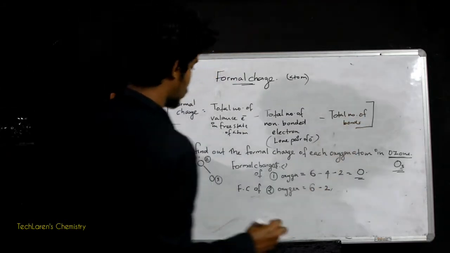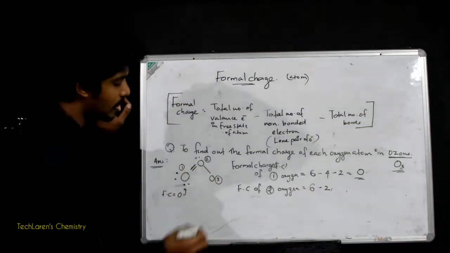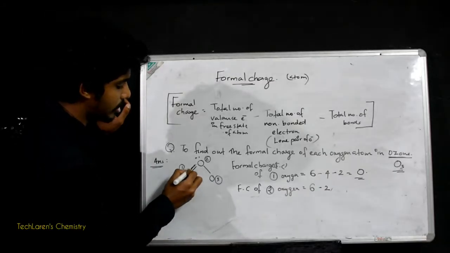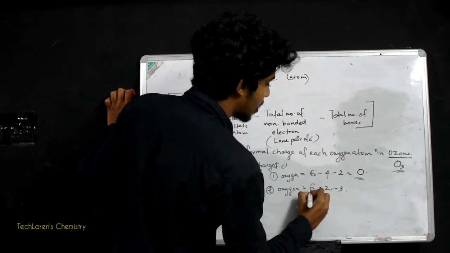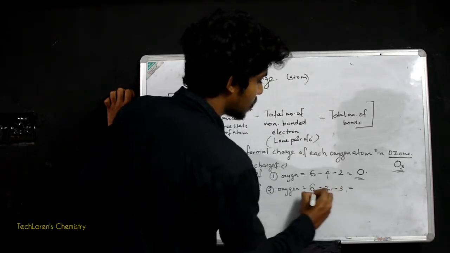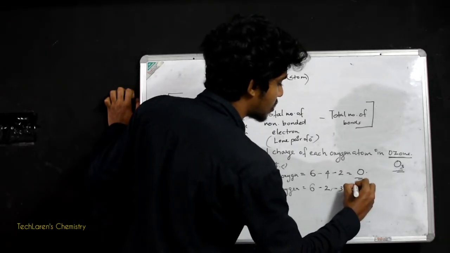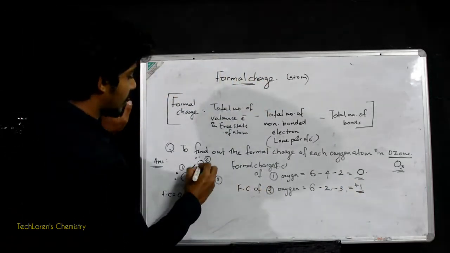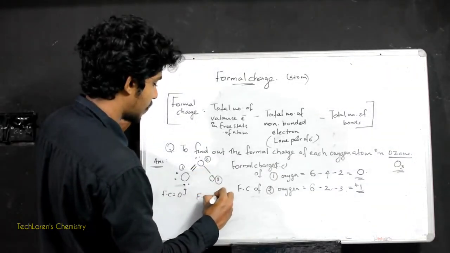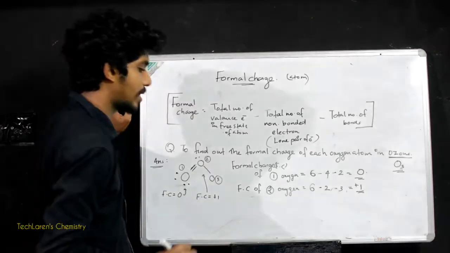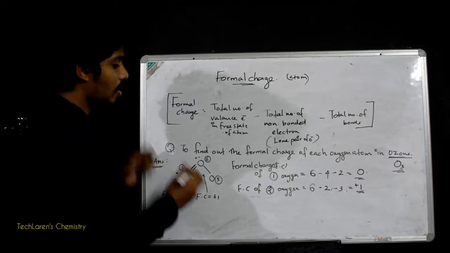Then the total number of bonds. Here a double bond is present and a single bond is present, so the total number of bonds is 1, 2 and 3. So 6 minus 2 minus 3 is equal to 6 minus 5. So the answer is 1. Plus 1 is the formal charge of the second oxygen. Okay, clear. Then we move to the third oxygen.